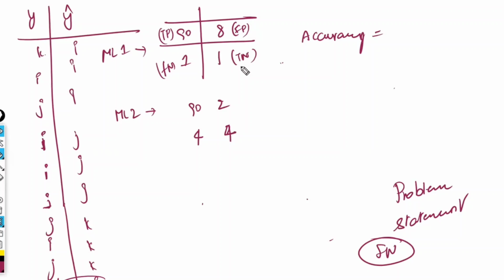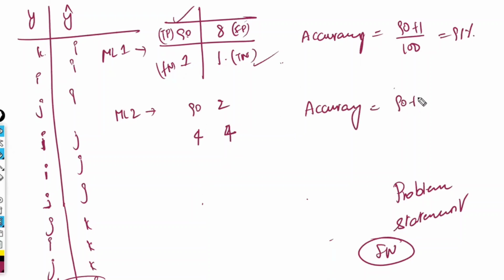What is the accuracy? 91%. That is 90 plus 1, divided by 100, which is 91%, which are correctly predicted. This one is correctly predicted. These two are wrongly predicted. So in this case, what is the accuracy? 90 plus 4 divided by 100, which is 94%.